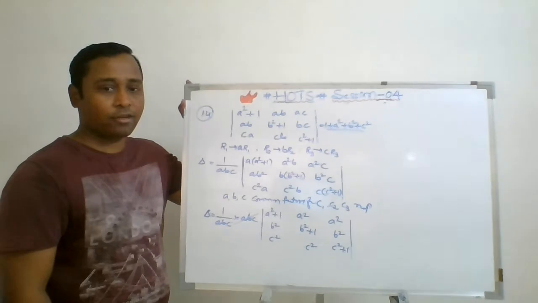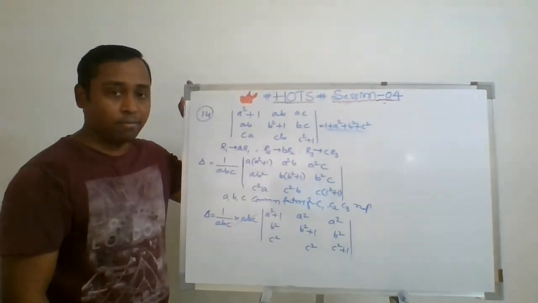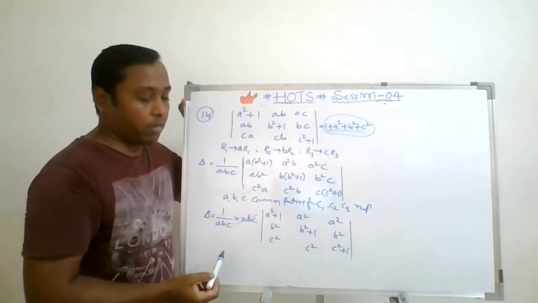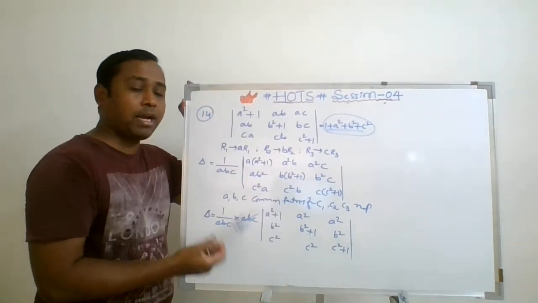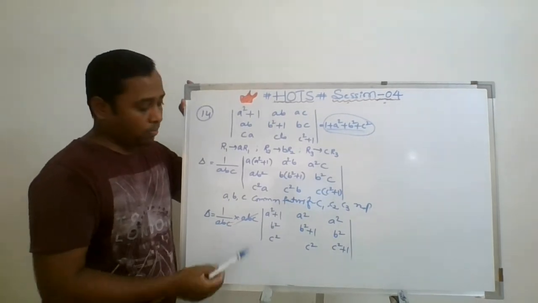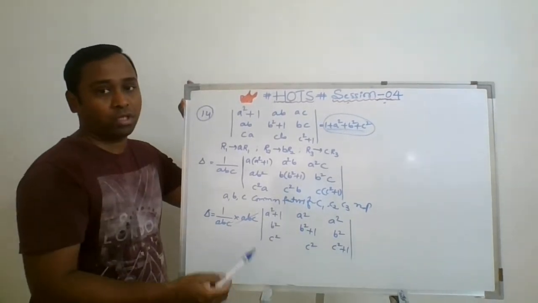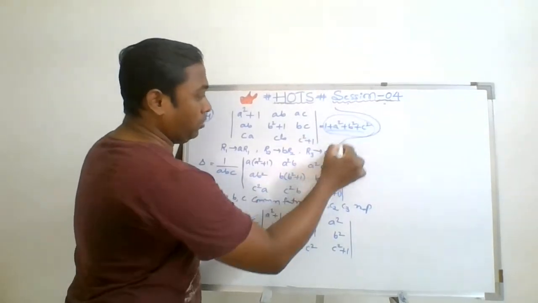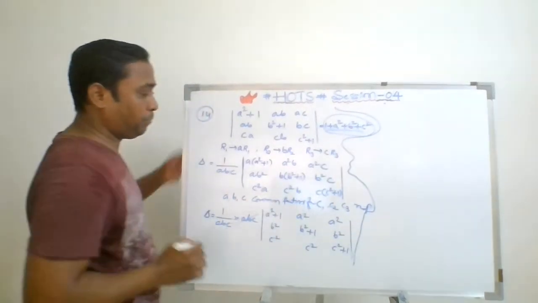Now see, the question has become very simple. What are we looking for? 1 plus A square plus B square. So how will we get it? By adding all the columns or all the rows, because it has become a cyclic question now. So if I do that operation, what am I going to get?